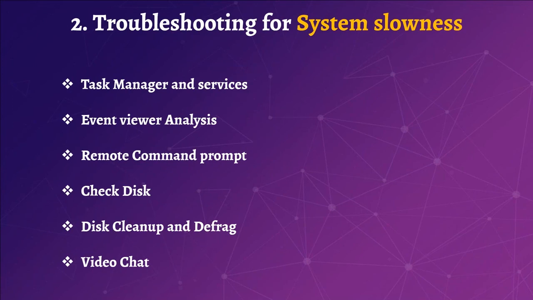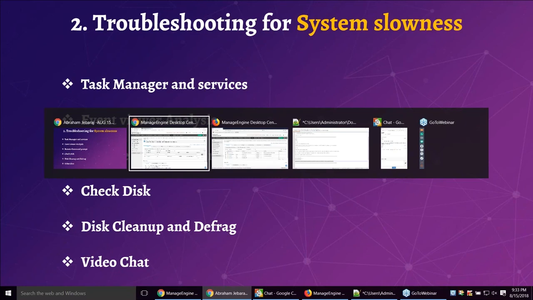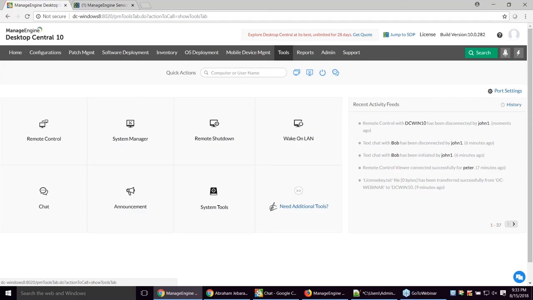Okay, so here's the tools section again. Normally, when a user raises a request for a slowness issue, as a technician, we will check the temporary files and check if there is any unwanted process running on the machines. Traditionally, you'd use a remote control to do all these checks. But what if I don't want to disturb the end user who's actually working on that computer? Is there an option available in Desktop Central to troubleshoot in the background?